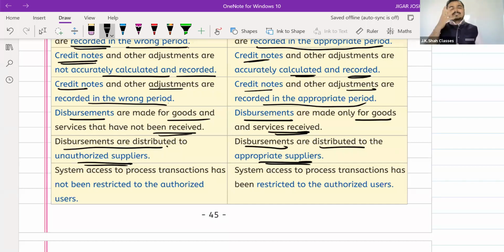And last one, people tell me, who should make these journal entries into the software? Authorized person or unauthorized person? Authorized person. Suppose my office peon was free. He said, sir, why are you lying, sir? Give me this computer, sir. I will pass the journal entries so easily. You know that?